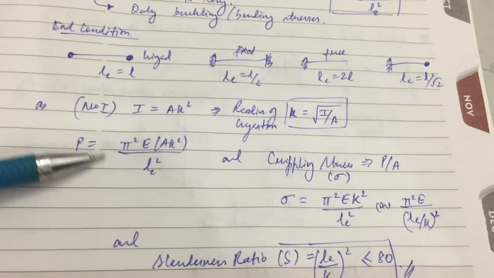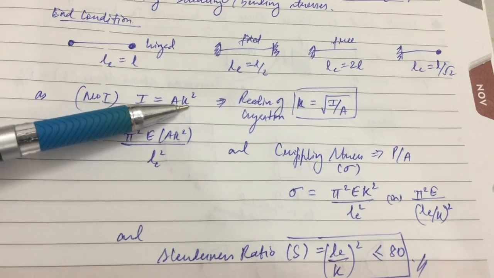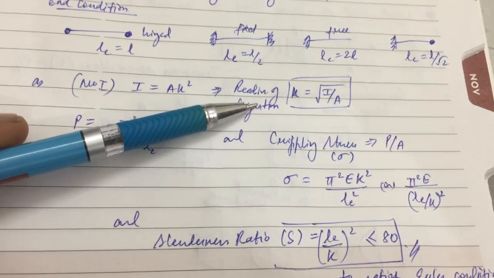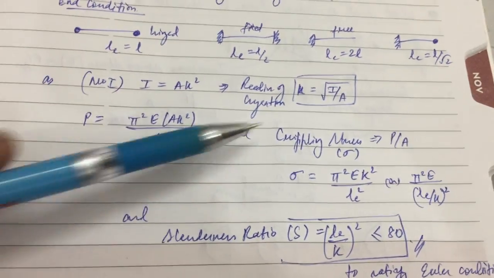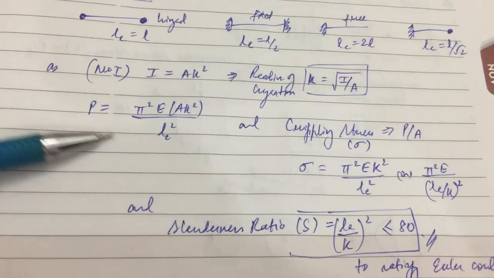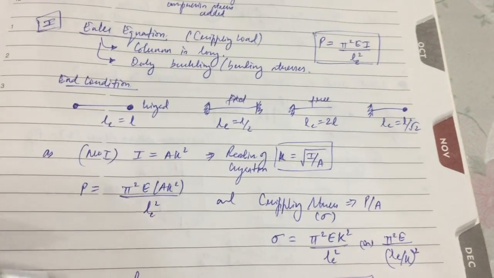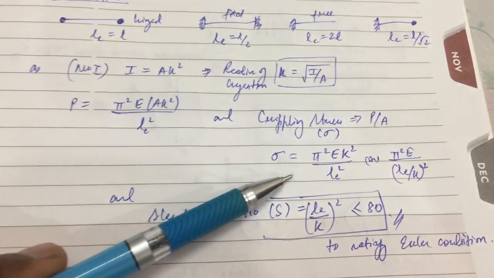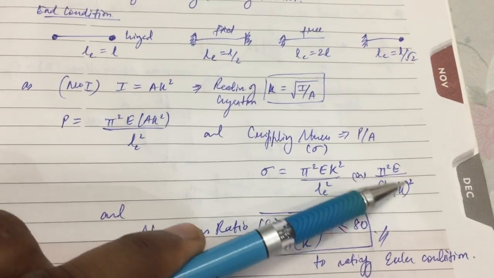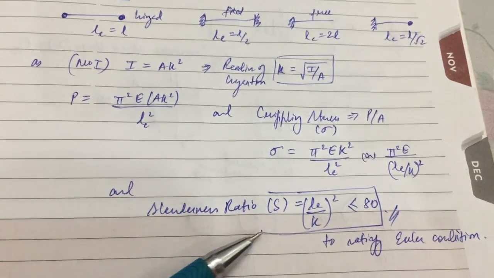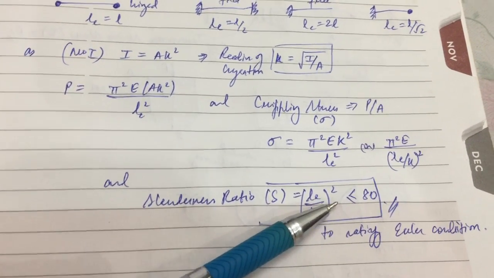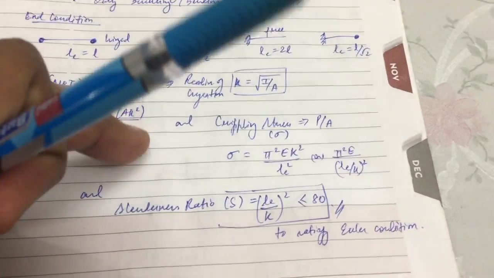As we know, the moment of inertia is equal to A K square, where A is the area and K is the radius of gyration. K is equal to this expression, and from this crippling load, you can identify the crippling stress as this expression, and this expression is basically the slenderness ratio. Slenderness ratio is equivalent length by K, which should be less than 80. If it is less than 80, only then it will satisfy the Euler condition.